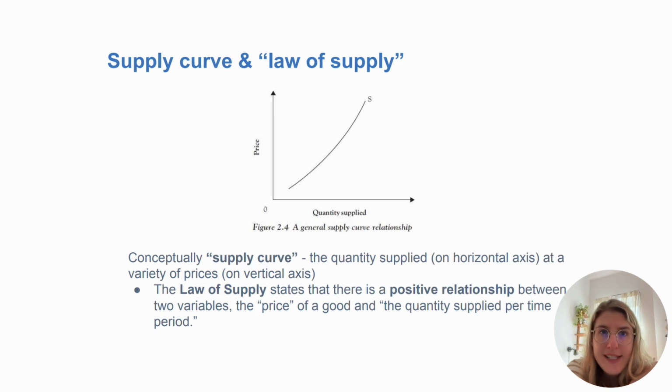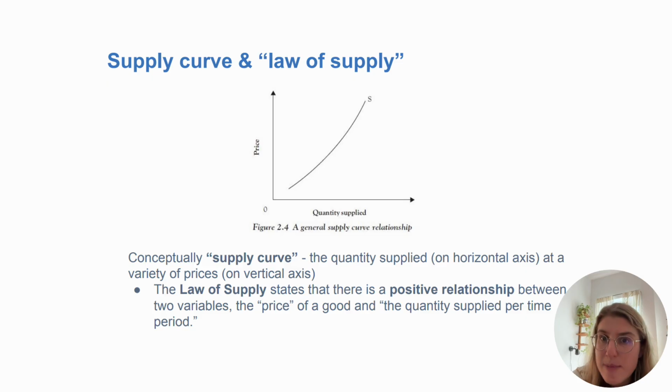Okay, now let's switch from demand to supply. This graph shows the supply curve, which tells us how much producers are willing to supply at different prices. On the horizontal axis, we've got quantity supplied, and on the vertical axis, we have the price. The law of supply says that there's a positive relationship. As the price of a good goes up, producers are more willing to supply more of it. Why? Because higher prices mean higher potential profits.